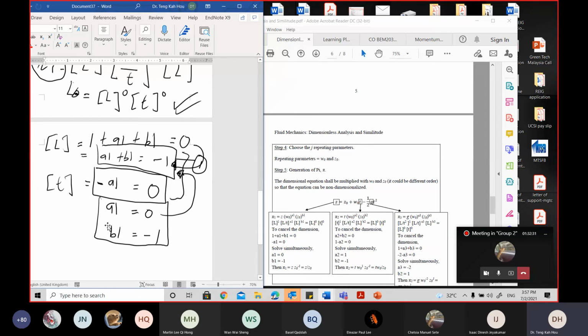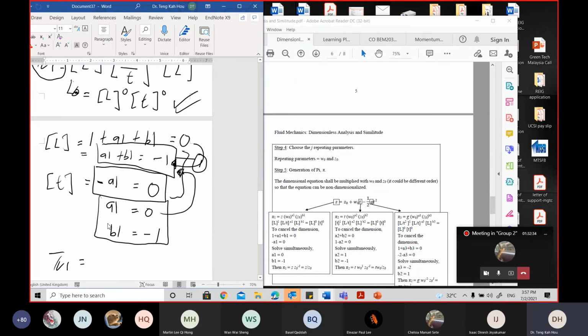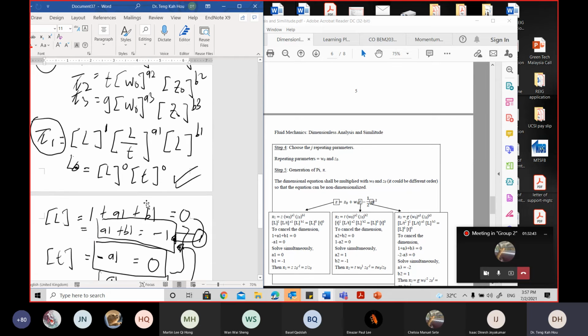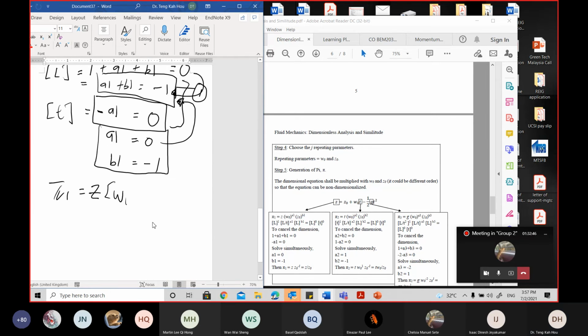So I know that my pi1 equal to z from the first one, right? Before they put into the units, z, your WO should be 0 and your ZO should be -1. So I know my pi1, WO power of 0, that means 1, become Z over ZO is my pi1. So you are done with one of the units for dimensionals. Is that clear?